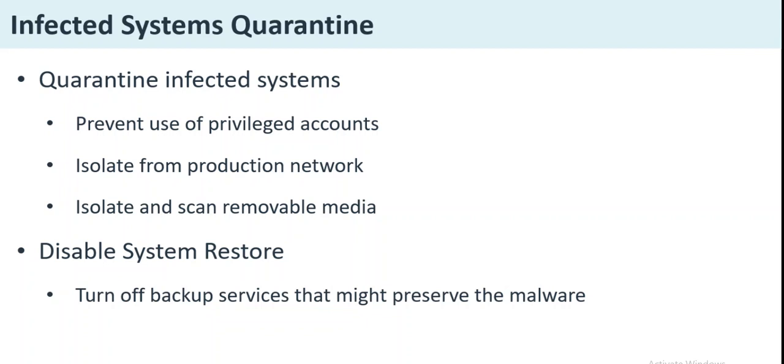And we just talked about disabling the system restore, right? So turn off the backup services. And so every time that a computer is in quarantine, that is infected, you need to make sure you don't want to have a backup of that system. You don't want that system on the network. You don't want to create a restore point until that system is completely clean.